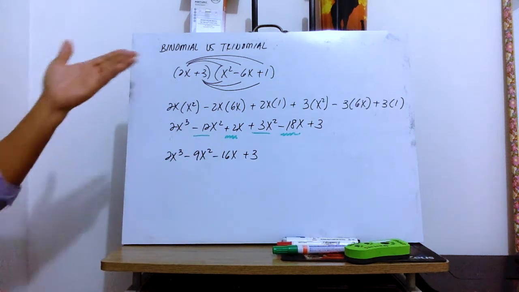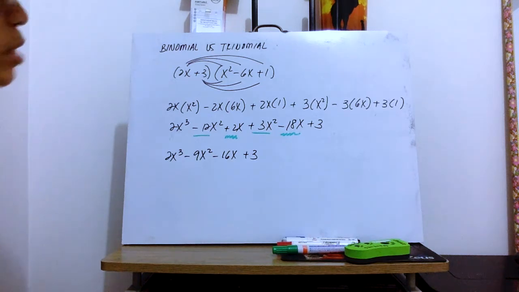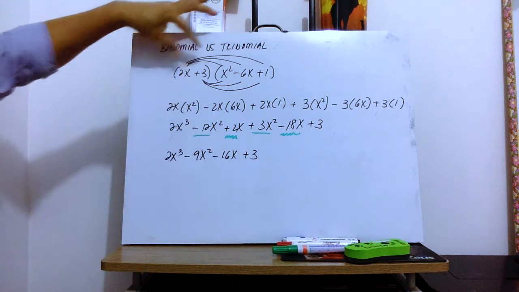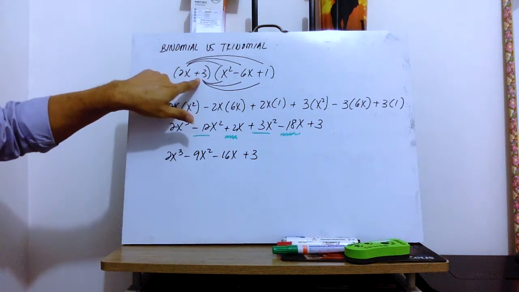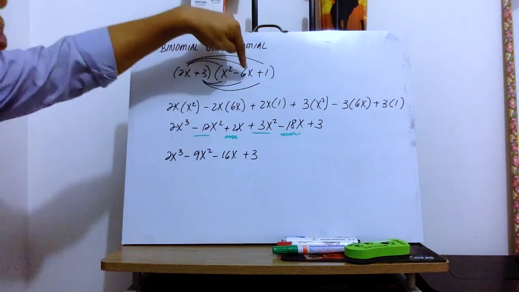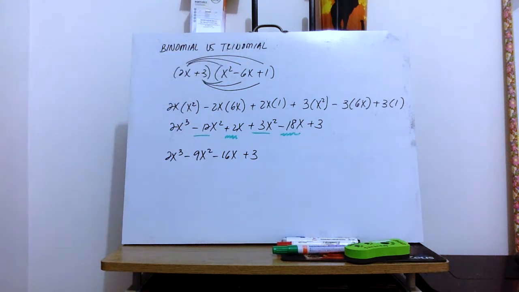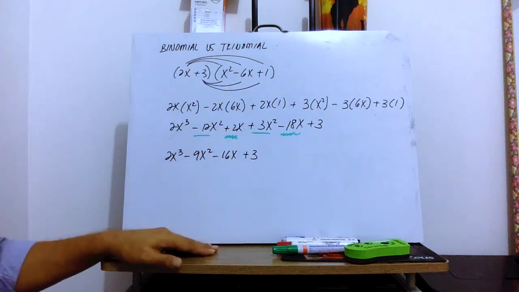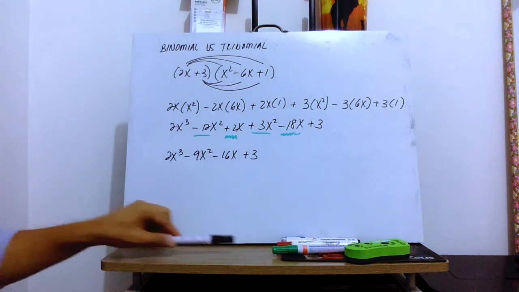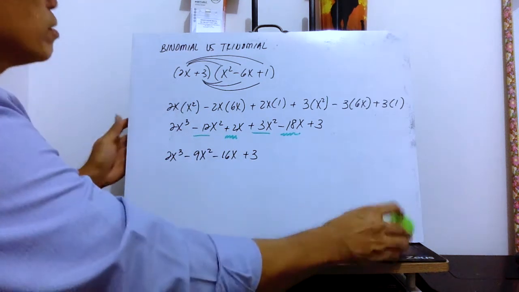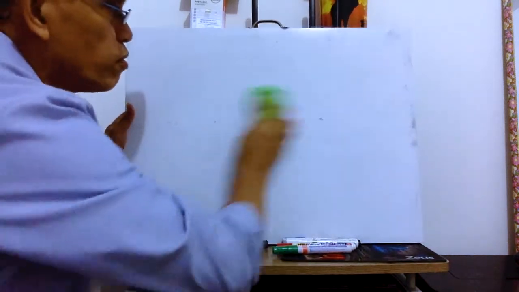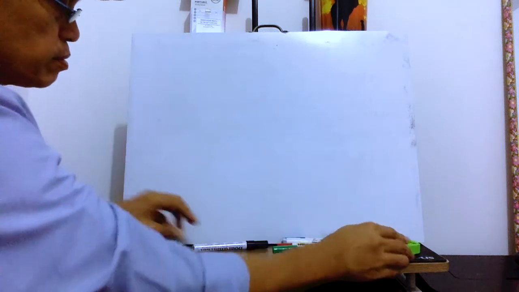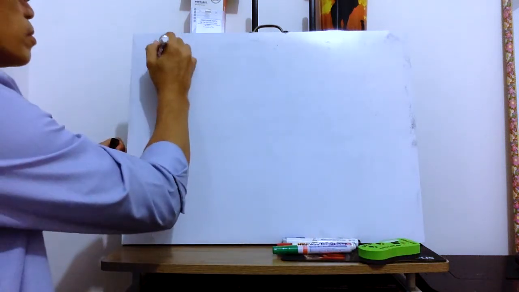So that's how you multiply a binomial and a trinomial. Okay, distribute the first term of the binomial to the 3 terms of the trinomial first, and then the second term of the binomial, distribute that to the 3 terms again. Simplify. All right, that's how you do it. Finally, what if it's trinomial versus trinomial?